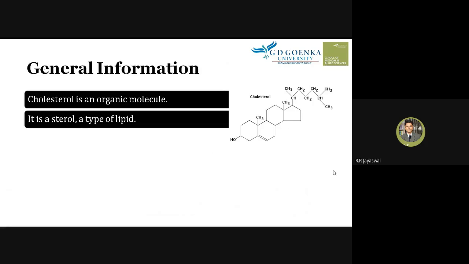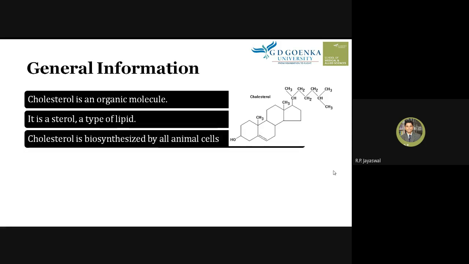In biochemistry, when we study biomolecules, you might have studied biomolecules in class 12 and even in BSc MLT or Diploma MLT. So the structure of cholesterol has carbon, hydrogen, and oxygen atoms, and it is a kind of lipid. Okay, it's a derived lipid. Cholesterol is biosynthesized by all animal cells.